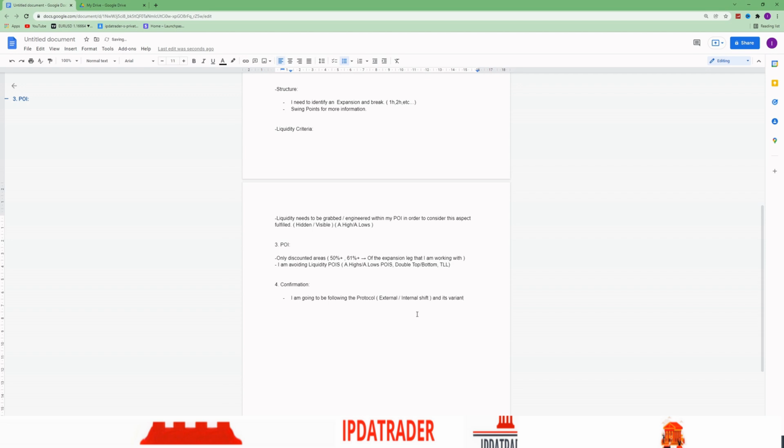So that means that in order for me to confirm my entry and to execute, I only add POI mitigations, okay? That's essential over here. You don't want to be looking for the protocol anywhere else, in my opinion. Well, if you practice that idea and it actually makes sense to you, then you can do that. But for me, I like to be safe in that sense, and I'm only going to be looking for my protocol and its variant at POIs over here, okay?